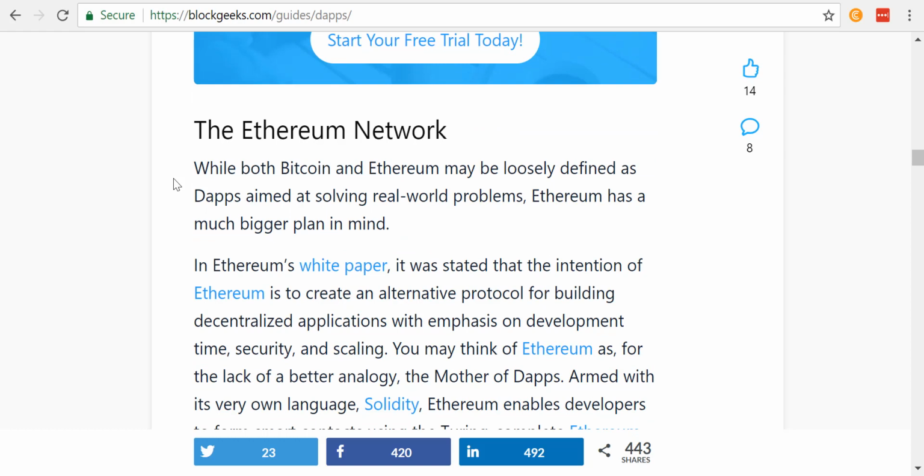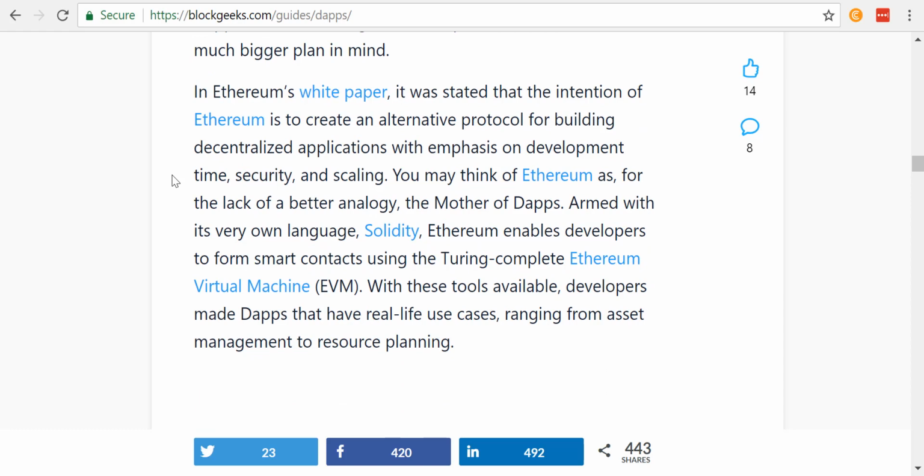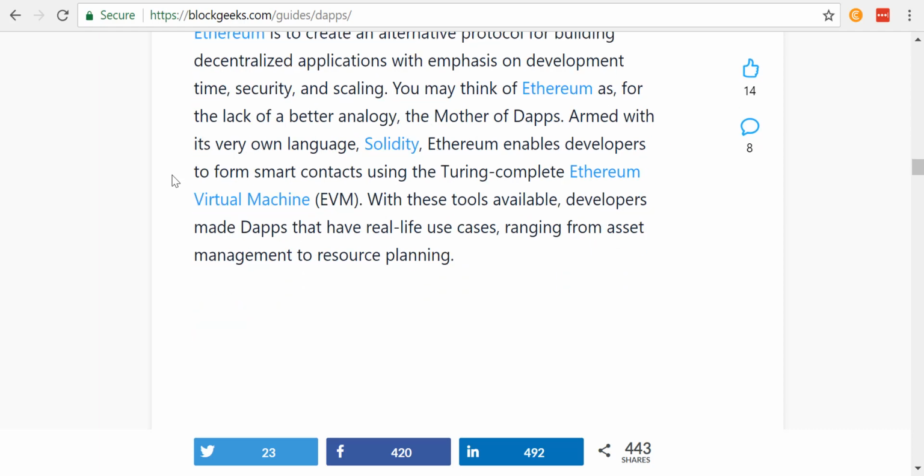While both Bitcoin and Ethereum may be loosely defined as dApps aimed at solving real-world problems, Ethereum has a much bigger plan in mind. In Ethereum's white paper, it is stated that the intention of Ethereum is to create an alternative protocol for building decentralized applications with the emphasis on development time, security, and scaling. You may think of Ethereum as, for lack of a better analogy, the mother of dApps, armed with its very own language, Solidity. Ethereum enables developers to form smart contracts using the Turing-complete Ethereum virtual machine.